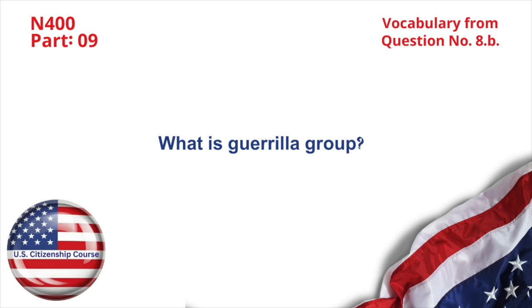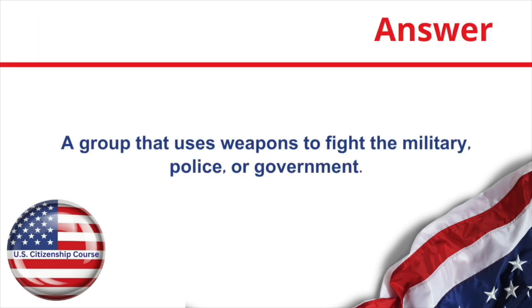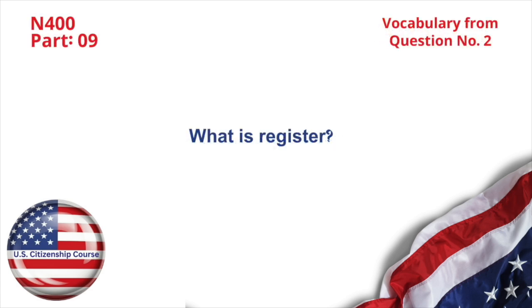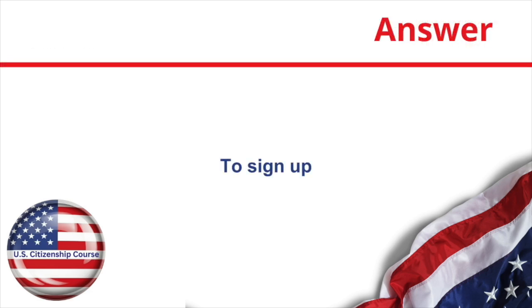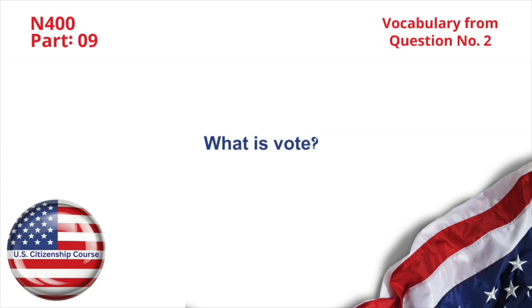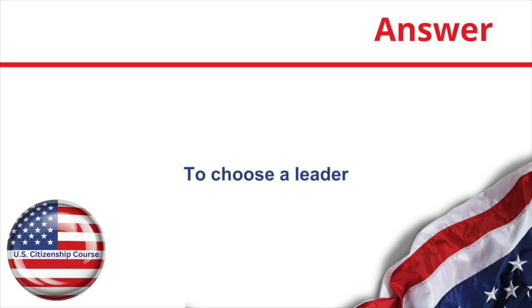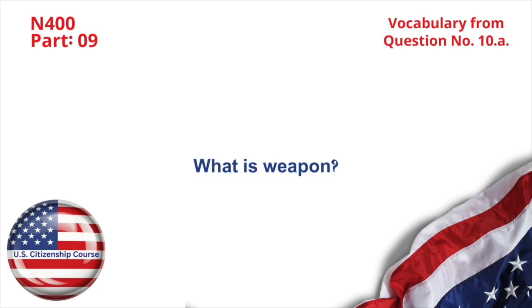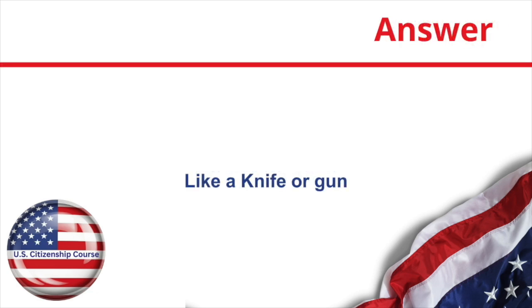What is guerrilla group? A group that uses weapons to fight the military, police, or government. What is register? To sign up. What is vote? To choose a leader. What is weapon? Like a knife or gun.